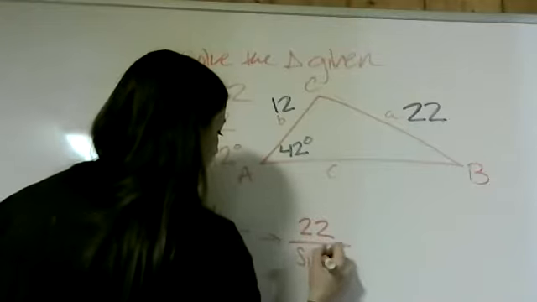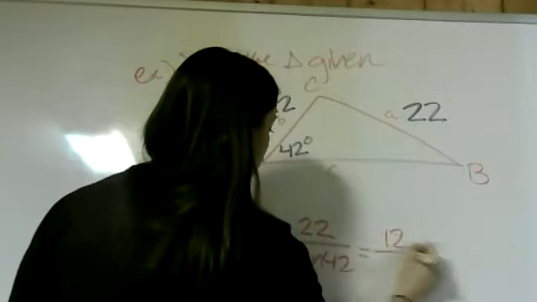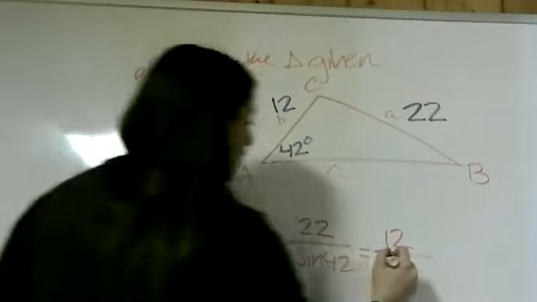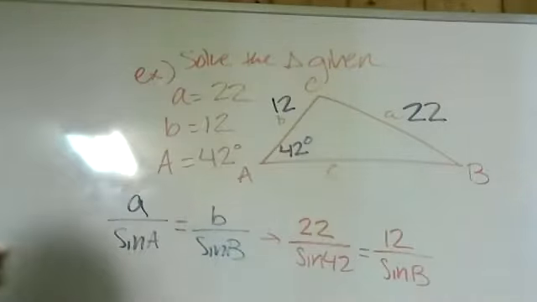I know that my sine of A is 42. And I know my B measure of side length is 12. The thing that I don't know is sine of B. Okay, that's the piece that I don't know.